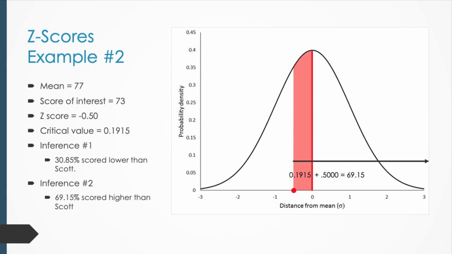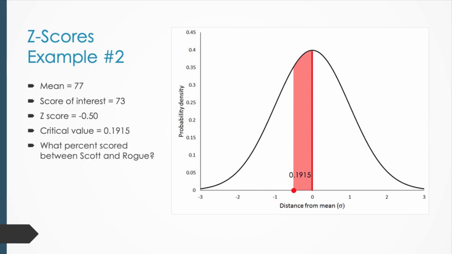So let's not forget that the very final question here was what percentage scored between Rogue and Scott? And we already did all of the work for that question, so really what we're going to be doing is just adding those two critical values together. Let's go ahead and mark it on our normal distribution what Rogue's z-score was, which was 1.25. We already found the critical value for that, which was 0.3944. And so all we have to do is add together the critical values of these shaded regions, and then we can completely understand the percentage of students that scored between these 2 points.